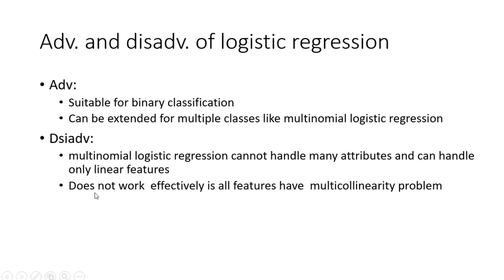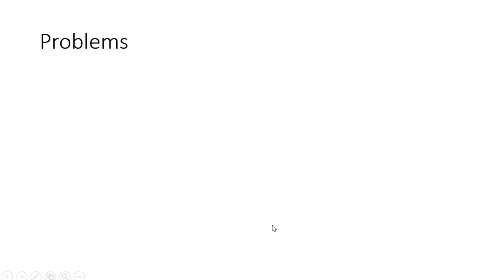And the second one is, it does not work effectively if the features have multicollinearity. In the sense, in logistic regression, the features should not be very much collinear with each other. The assumption is that the input features are not collinear with each other. If they are collinear with each other, then the results are not very effective.